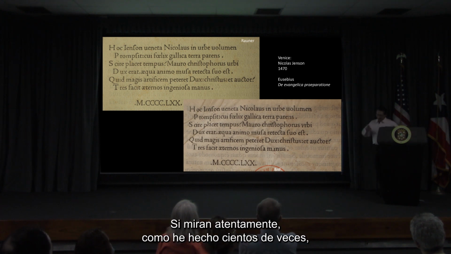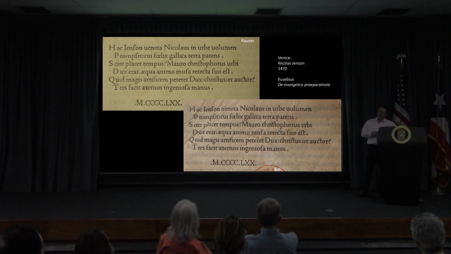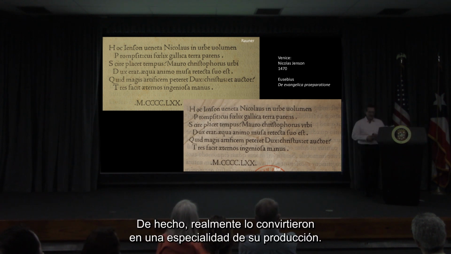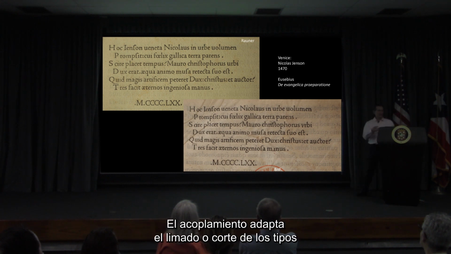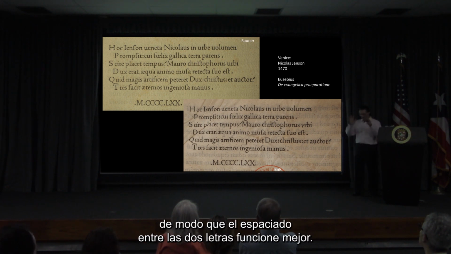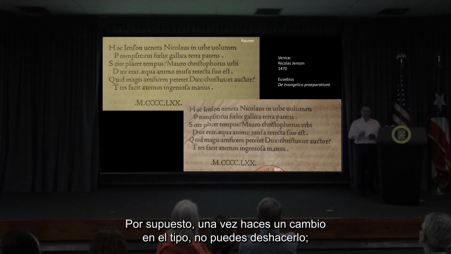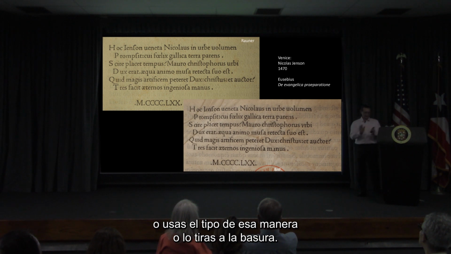If you look carefully, as I have done on other occasions, at what the Spira was doing, they had mastered this kerning thing. In fact, they had really made it into a specialty of what they were producing. Kerning is filing or cutting the types so that the space in between two letters works better. It's something that printers do relatively regularly. Of course, once you make a change to the type, you cannot undo it. That type, that's that. Either you're going to reuse it that way or you're throwing it away.